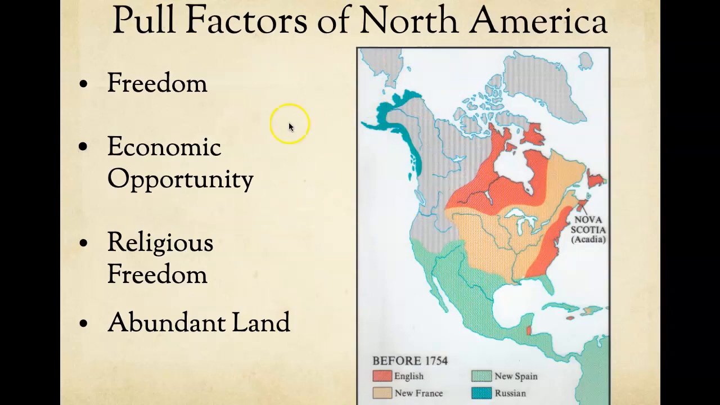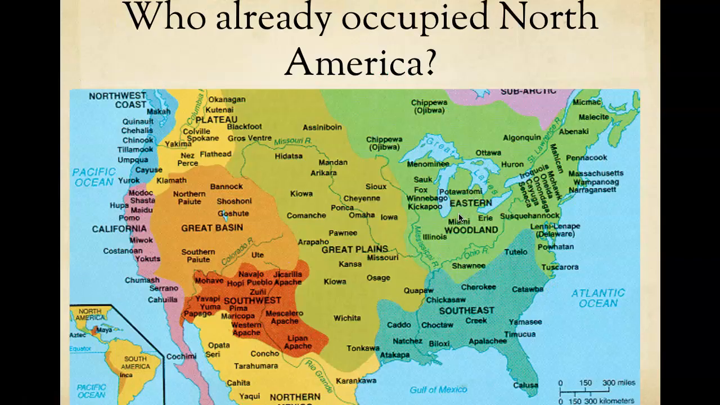So there are some pull factors of North America. This is a map of North America before 1754. So you can see this is New Spain. You have Russia up here. You have the English in red, and then the French in here. And those four groups of people moved to North America because of freedom, economic opportunity, religious freedom, and abundant land. So all of this land was available. Indigenous groups were living on this land, but these European countries came in and decided to colonize and conquer this land and make it theirs.